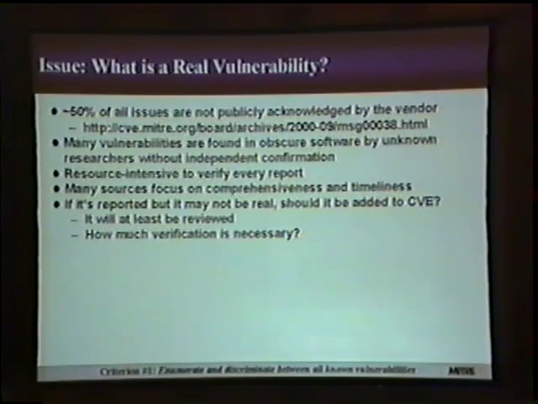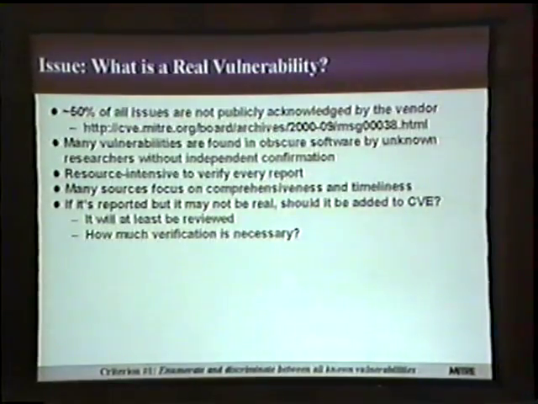In addition, you have a lot of vulnerabilities that are discovered in fairly obscure software or by researchers who haven't necessarily established credentials. Look at a lot of the posts to Bugtraq, for example. There's no slight against any of the people who post to Bugtraq. 95% of the stuff that's posted there, 100% of the stuff that's posted there may in fact be real. But if you're someone who's trying to manage this large space of vulnerabilities, and you see a post from someone posting from a Hotmail account, for example, you don't necessarily have a lot of confidence as to whether that issue is real or not.